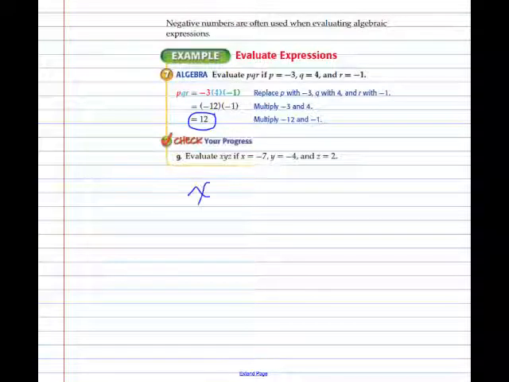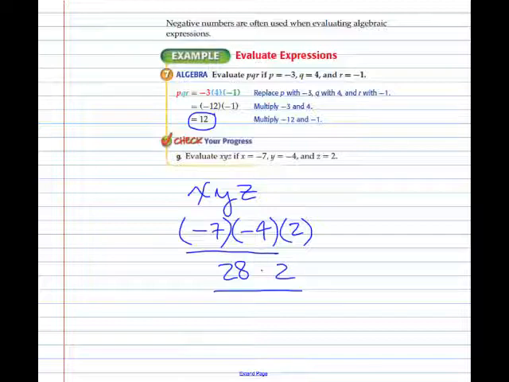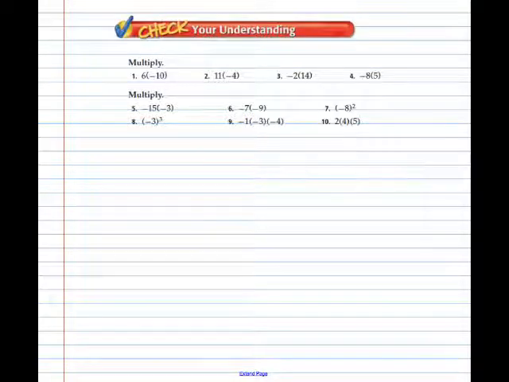Example G. X, Y, Z if X is negative 7, Y is negative 4, and Z is 2. We'll just write them with parentheses like that. Multiply these two numbers together. Negative times a negative is a positive. Positive 28 times 2 is 56.